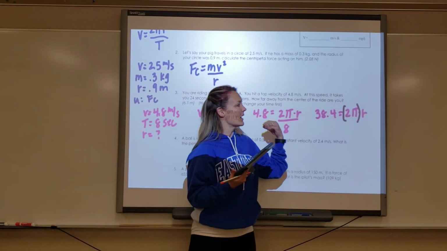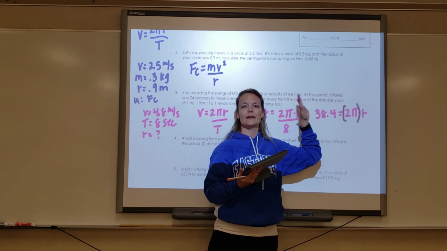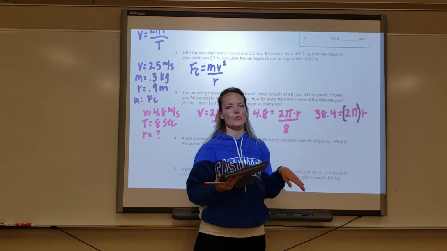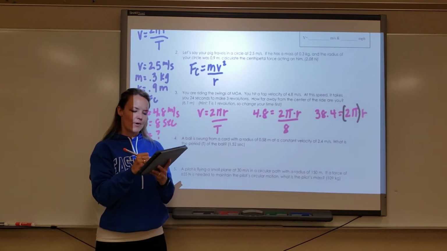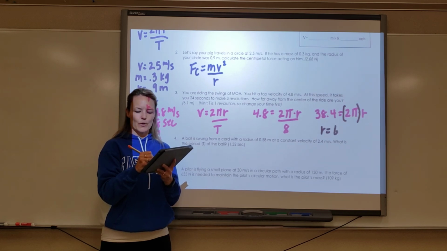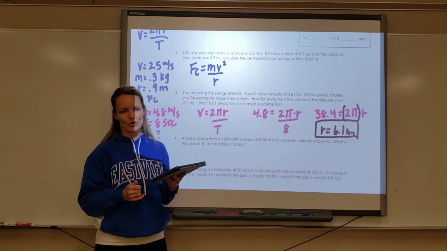Okay? You can also take 2 times pi, get it down to one number before you divide if you prefer to do it that way. Either way works, but when you do your math right, you should get 6.1 meters. So please check that for me, type that into your calculator, make sure that you can get that to work.